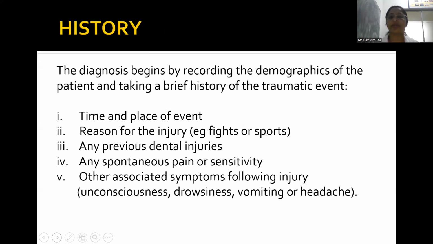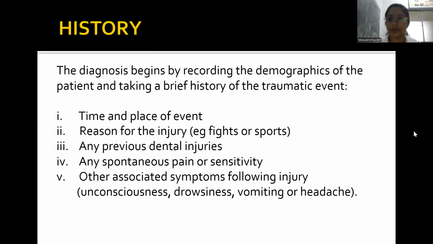History: the diagnosis begins by recording the demographics of the patient and taking a brief history of the traumatic event: the time and place, the reason for the injury, any previous dental injuries, any spontaneous pain or sensitivity, or associated symptoms following the injury, like unconsciousness, drowsiness, vomiting, or headache.